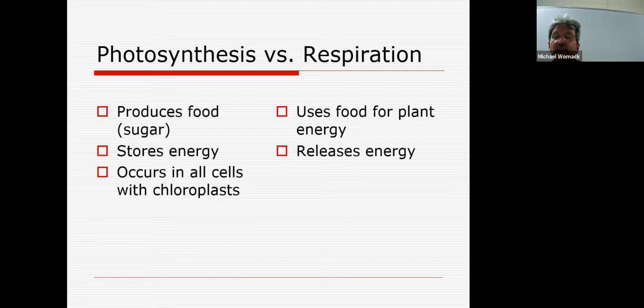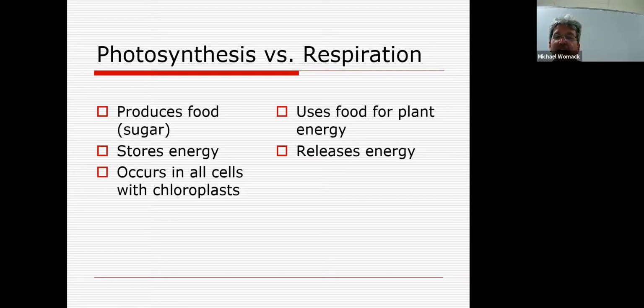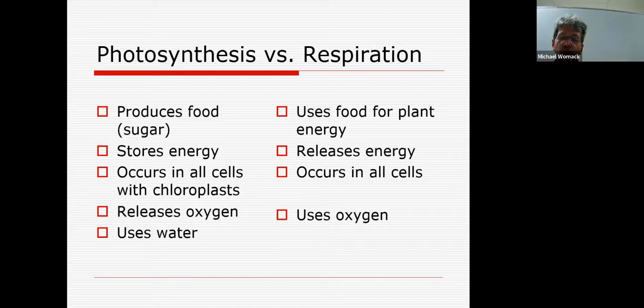Again, photosynthesis happens in cells with chloroplasts. What color are the chloroplasts? I think you said they're green. They're green. That's the part that makes a plant green. And respiration occurs in all cells, plants and animal cells, but only in the green cells for photosynthesis. Where photosynthesis releases oxygen, respiration is going to use oxygen. Where photosynthesis uses water, respiration is going to produce water or release water.